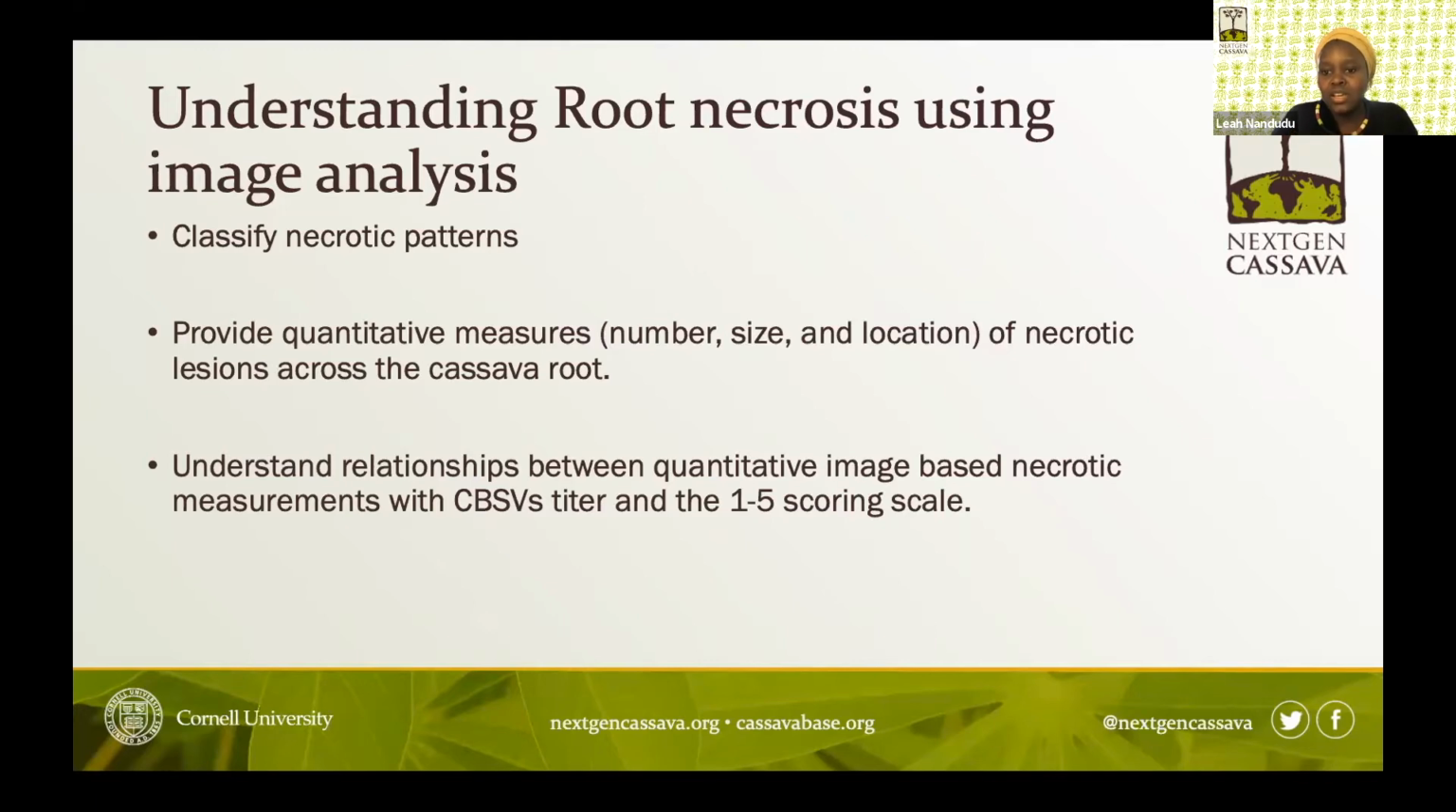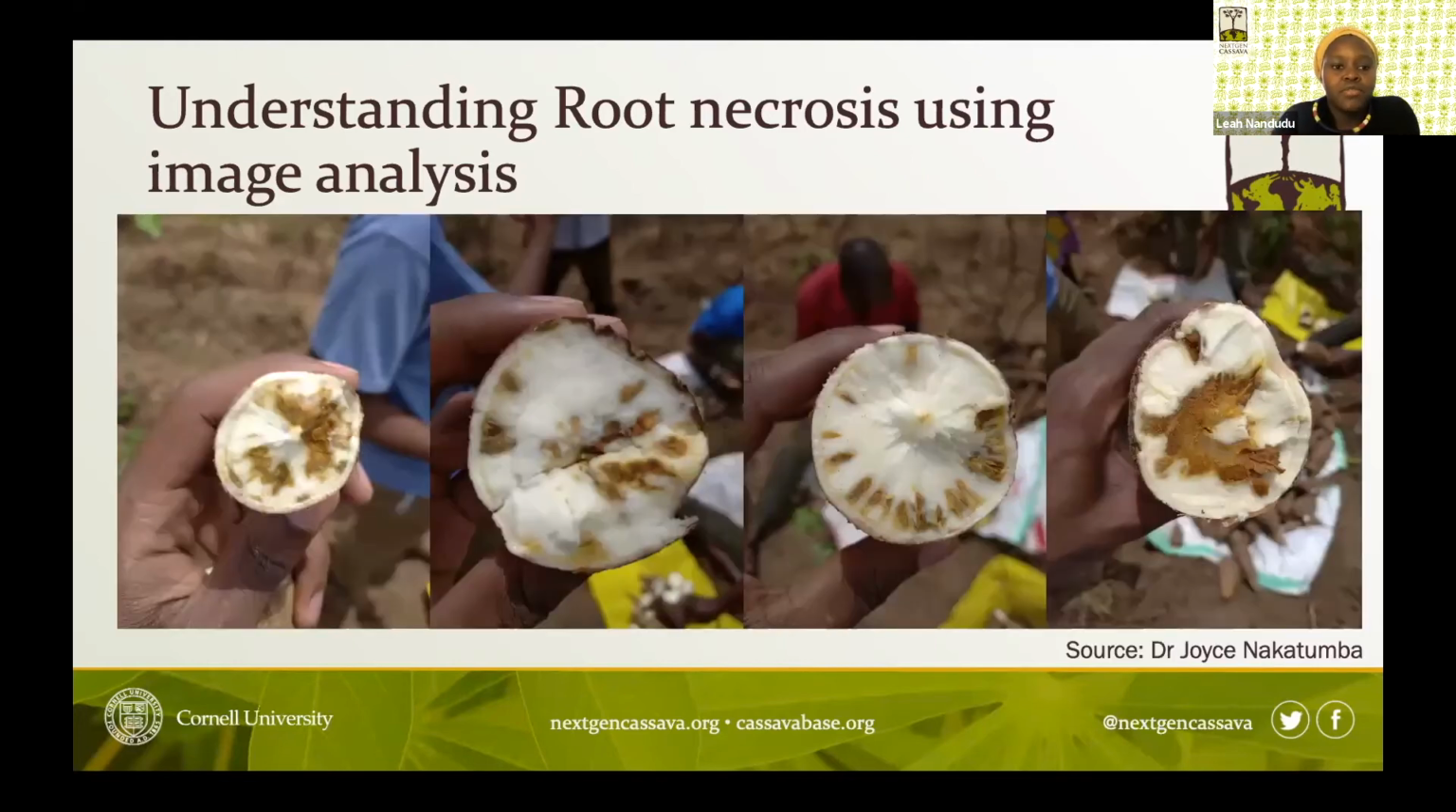So at harvest, the harvested root is sliced and images are taken at the proximal, the middle, and the distal part of the root. This is an example of images taken from one experiment in one location, and you can see there's a difference in necrotic expression across the root. Sometimes necrosis happens as a large necrotic patch, sometimes there are very small necrotic patches. Sometimes it starts at the center, sometimes it starts at the edge, and other times it's just random.